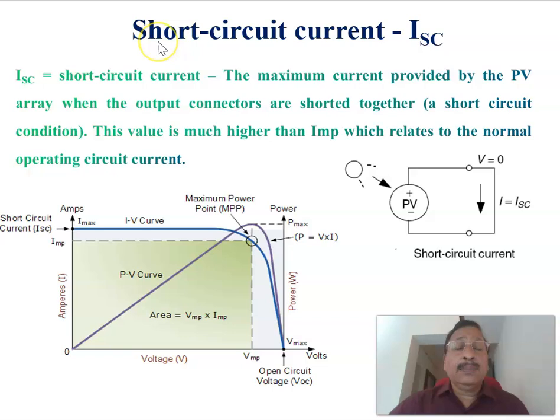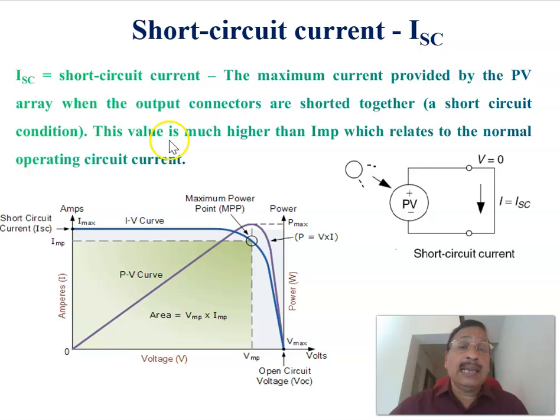Now let us see the second parameter of the solar panel, called the short circuit current, represented by ISC. Short circuit current is the maximum current provided by a PV array when the output is short circuited. When the output is short circuited, that is, when the voltage is made zero at the output side, what is the maximum current that it can supply? That is called the short circuit current.